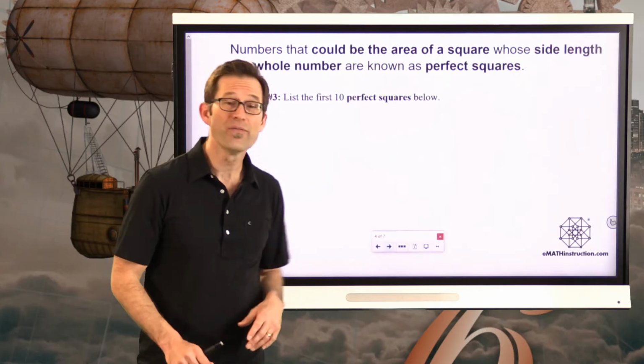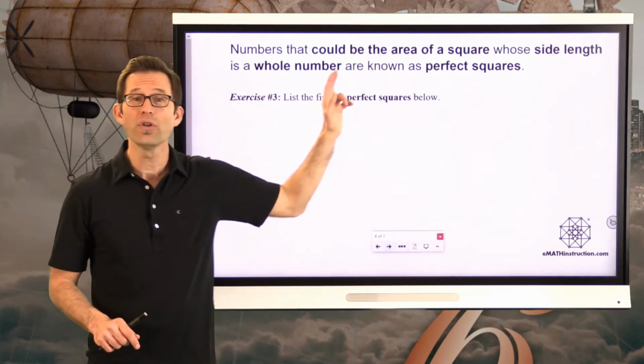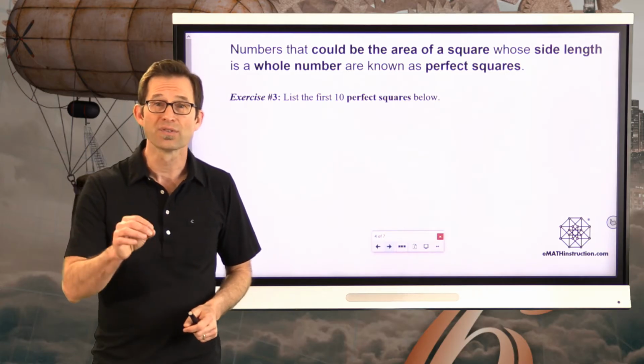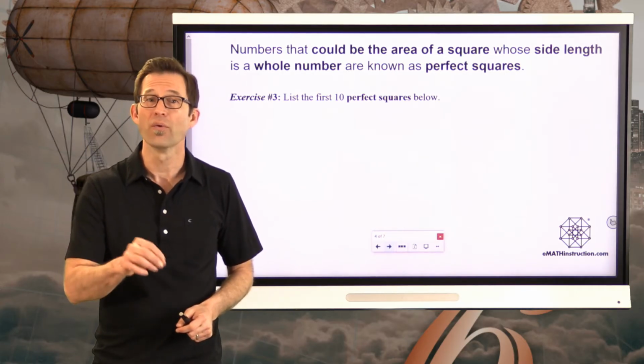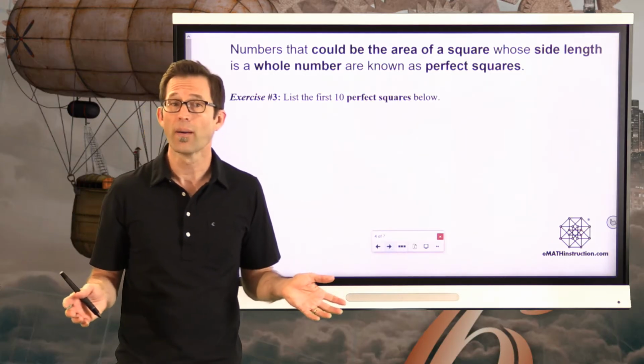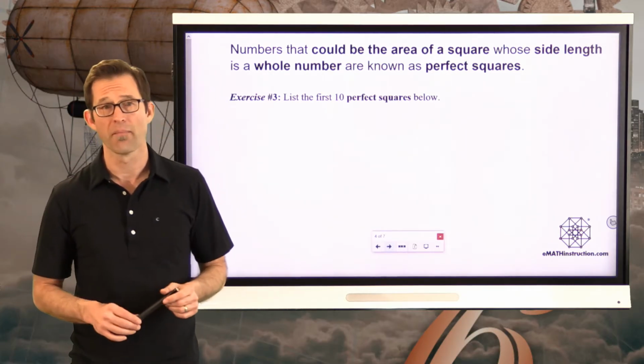So even in the field of numbers, we get that. Numbers that could be the area of a square whose side length is a whole number are known as perfect squares. So I'd like to just visit the perfect square numbers. They're extremely important in math, all right?